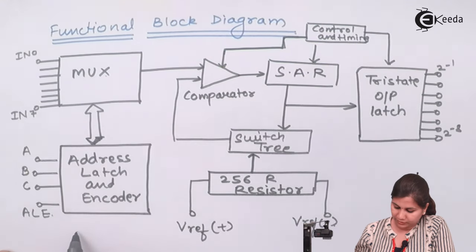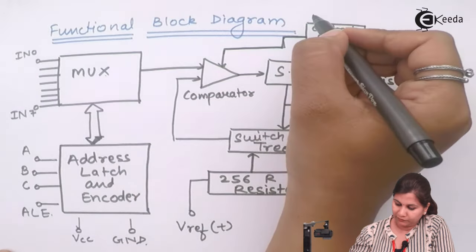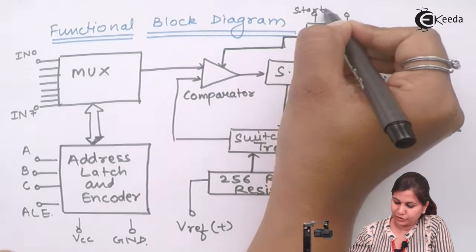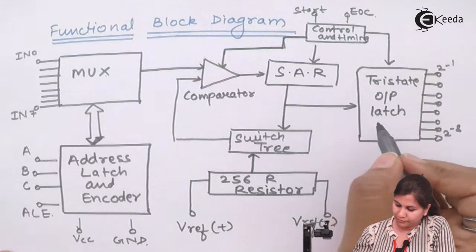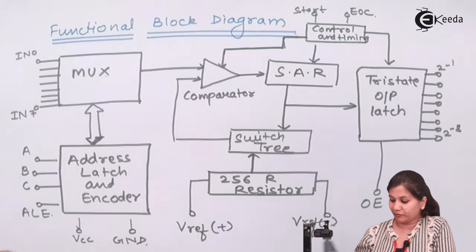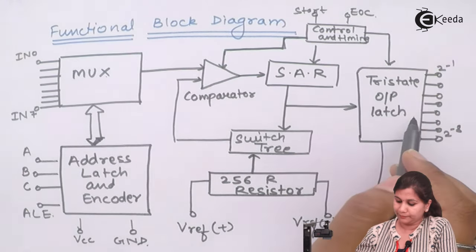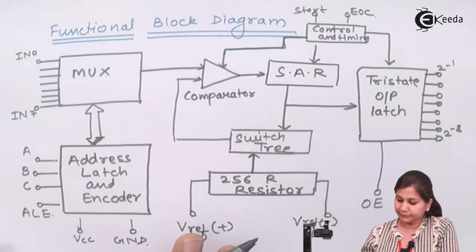Then we are having the VCC and ground. Here with the control and timing, we are providing the start and the end of conversion EOC signal also. Here from the tri-state output latch, we are connecting the output enable, so that whenever this line is high, then the output will be available to us. Okay. So this is the functional block diagram of the A2D converter.